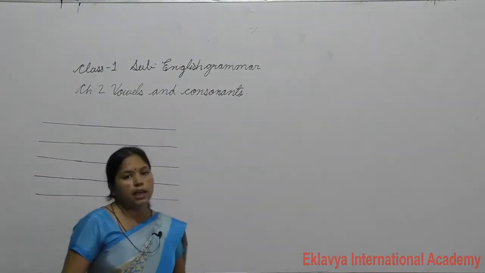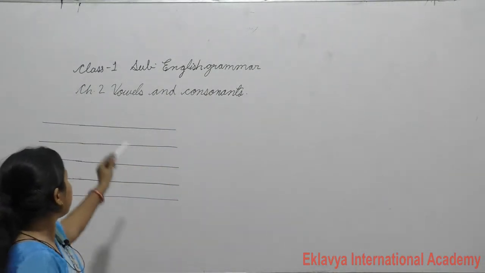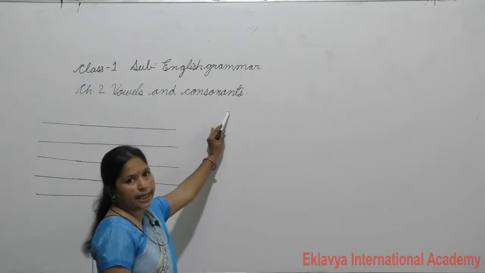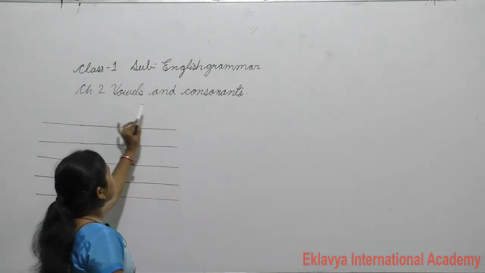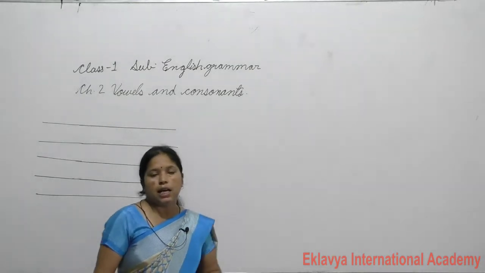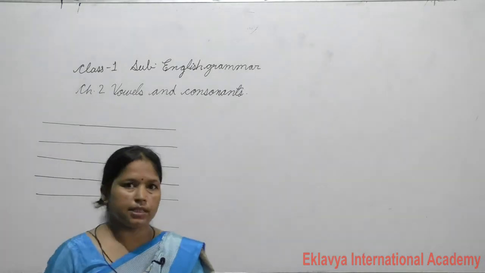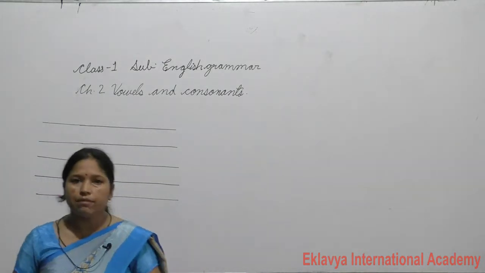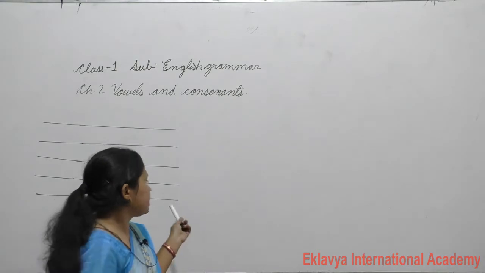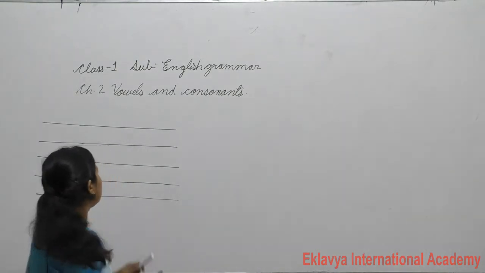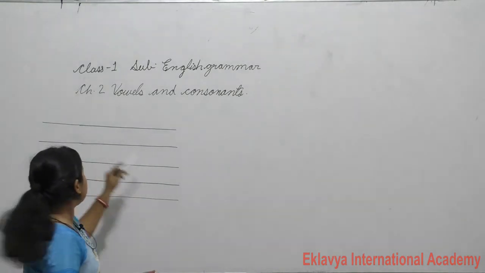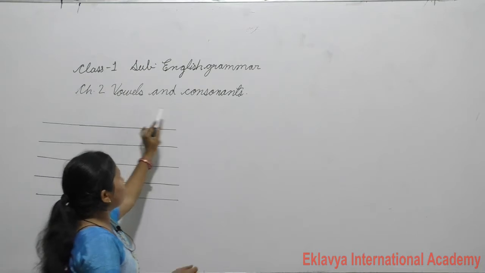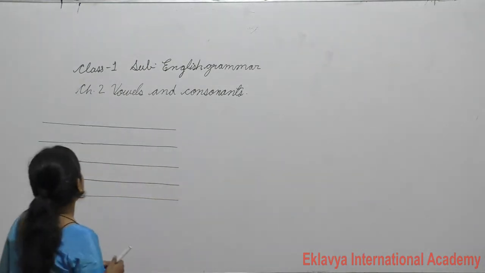English grammar, and today we are learning vowels and consonants, okay? In the last video you learned the alphabets A to Z. How many alphabets are there? 26 letters in the English alphabet. So now let's start and understand vowels and consonants.